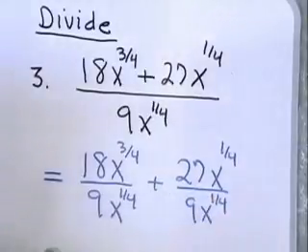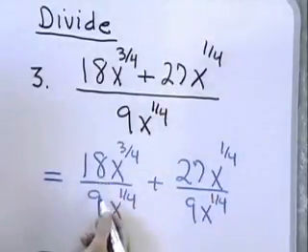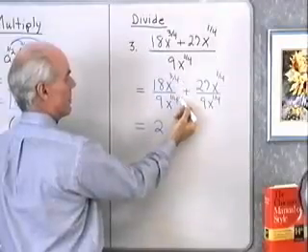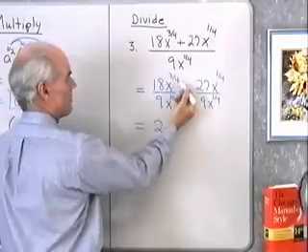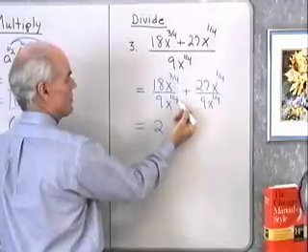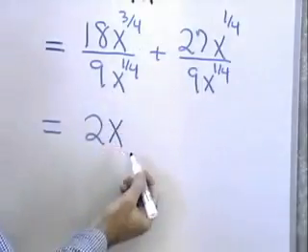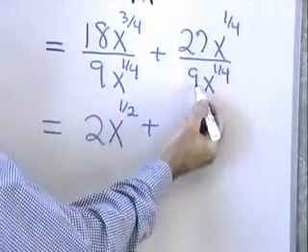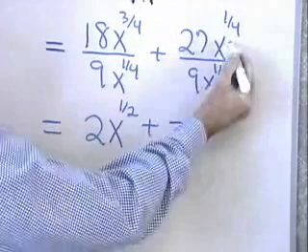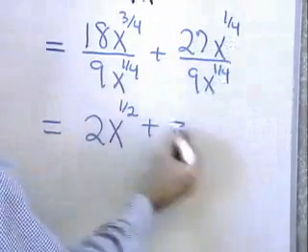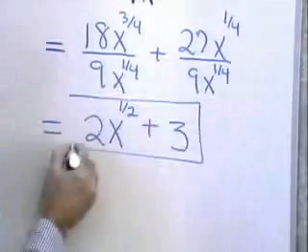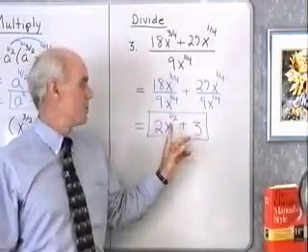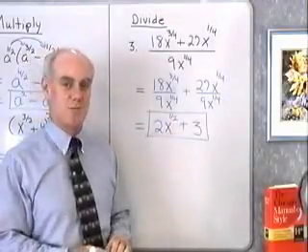Now when I divide here, 18 divided by 9 is 2. x to the 3/4 divided by x to the 1/4, I subtract exponents. 3/4 subtract 1/4 is 2/4, so I'm going to get x to the 2/4, which is 1/2. Now 27 divided by 9 is 3. x to the 1/4 divided by x to the 1/4 is 1. So there's my answer to this division problem. Again, I reduced an exponent here to lowest terms, assuming that this base represents a positive number.